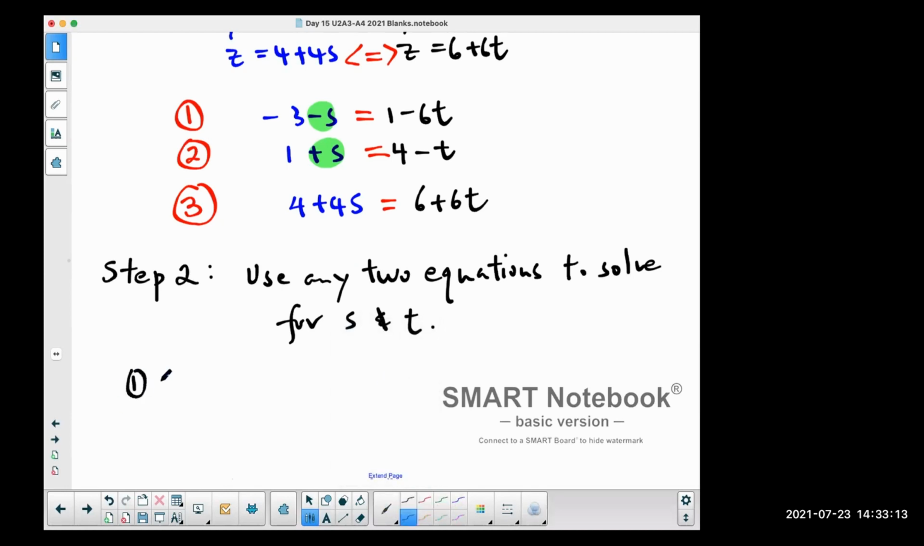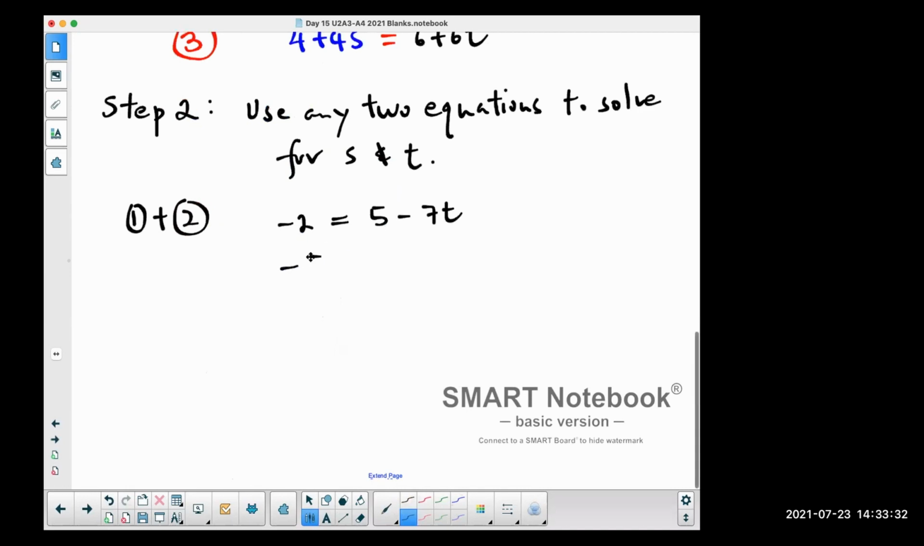I'm going to add the first 2 equations, 1 plus 2. What's going to happen when I add those 2 equations? I'm going to get -2 plus 0, because minus s plus s is 0, equal 5 minus 7t. Bring the 5 to this side, t equals 1. Right? We solve for t.